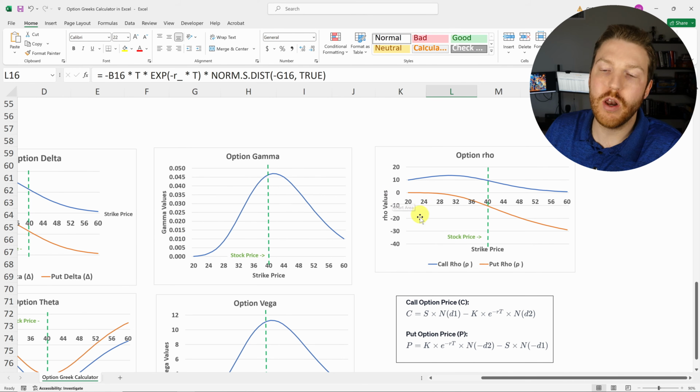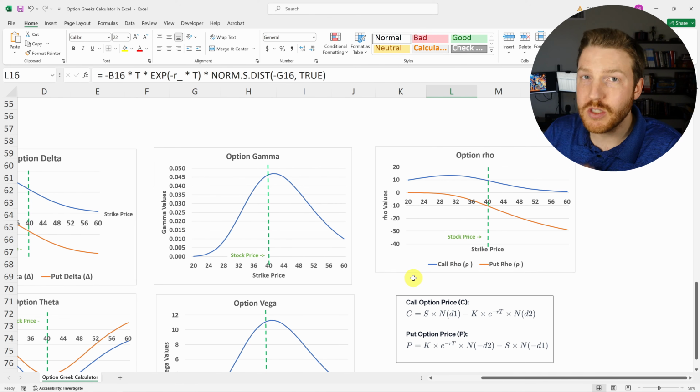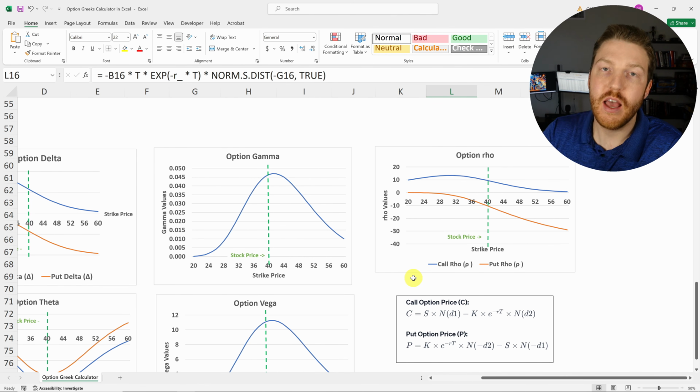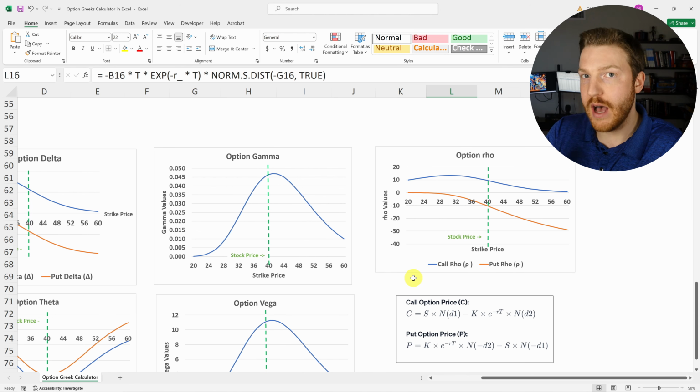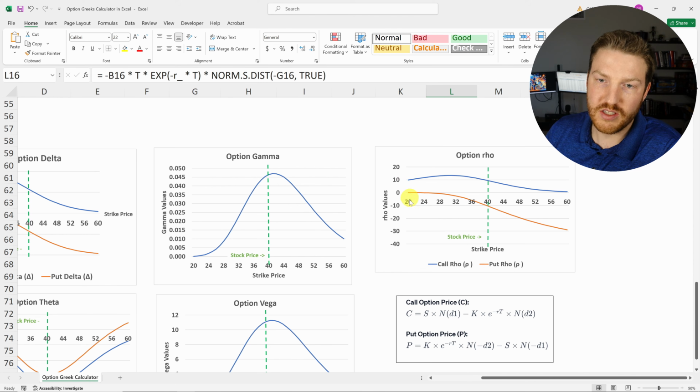The second thing I want to point out here is that the Rho value for both calls and puts is generally larger in magnitude when the option is deeper in the money and generally closer to 0 when the option is further out of the money. So let's talk about what that means for the call. When the call is deeper in the money, right? So I can sell something for $40 for $20, I am deeper in the money. And as my strike price moves higher and higher, I get closer to the money. And then once I've crossed over out of the money, my Rho value gets closer and closer to this 0 line right here.